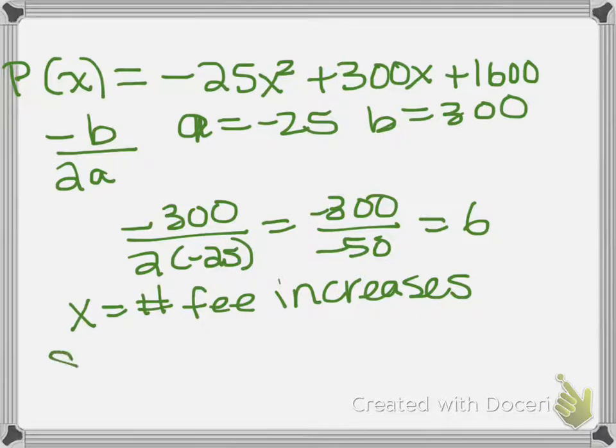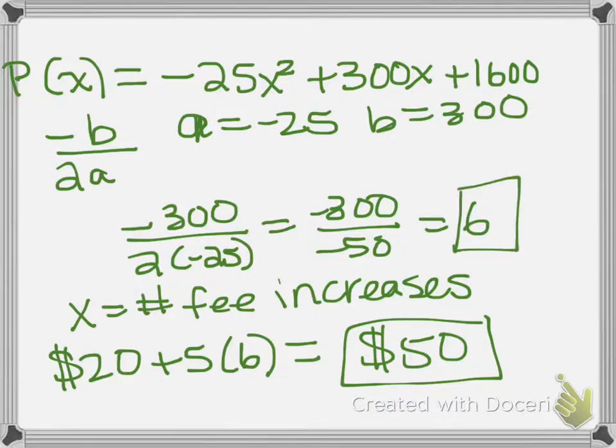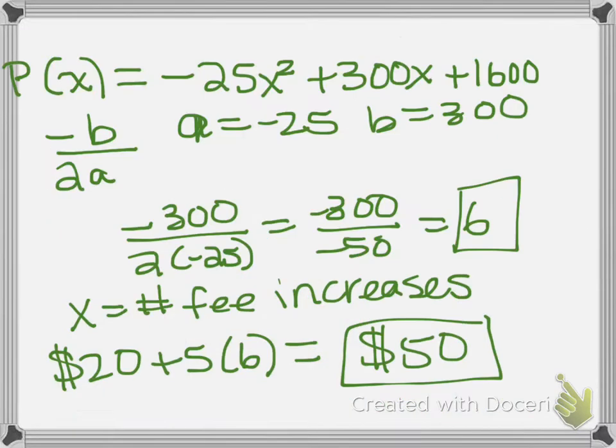So we originally had a starting fee of 20 plus $5, 6 times. So the maximum fee should be $50, and at that fee he'll make a maximum profit. Okay, so 6, remember, that's the x value of the vertex. But we need to substitute that back in. Let me show you. We're substituting it back into this portion of the function to figure out how much he should charge to maximize income.